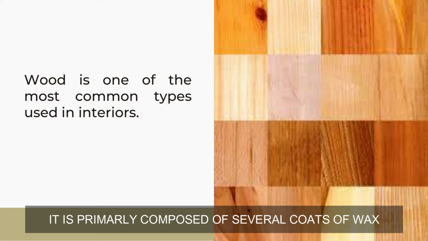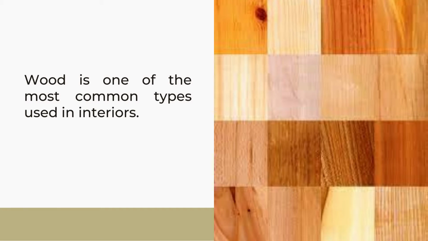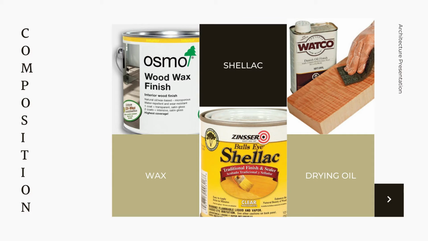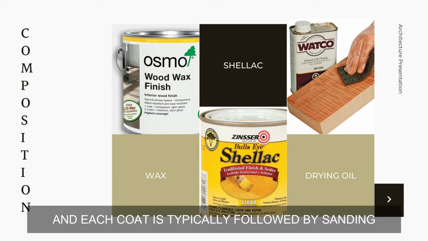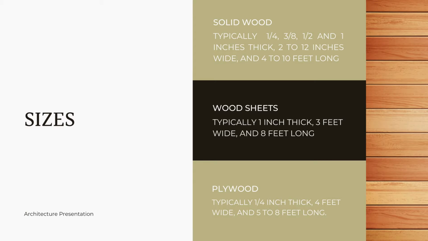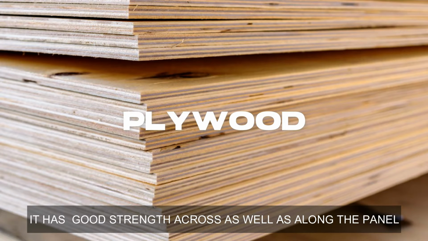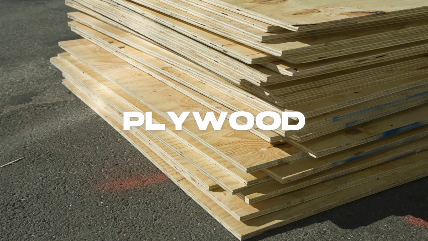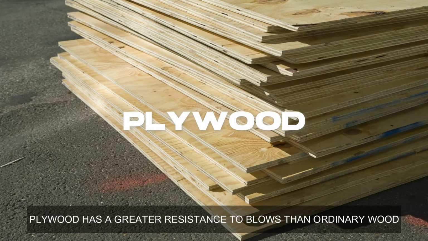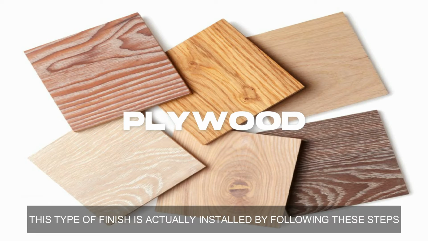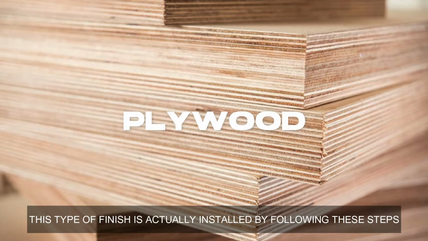It is primarily composed of several coats of wax, shellac, drying oil, lacquer, varnish or paint, and each coat is typically followed by sanding. This material is good for they have the least tendency to shrink and swell, and are best for painting. Also, it has good strength across as well as along the panel. Plywood has greater resistance to blows than ordinary wood. This type of finish is actually installed by following these steps.